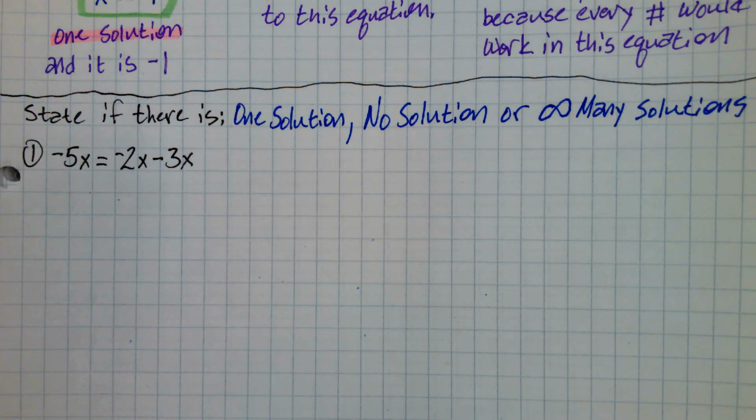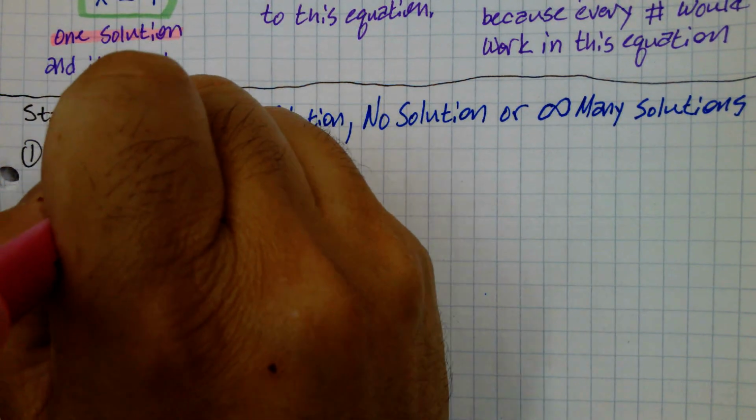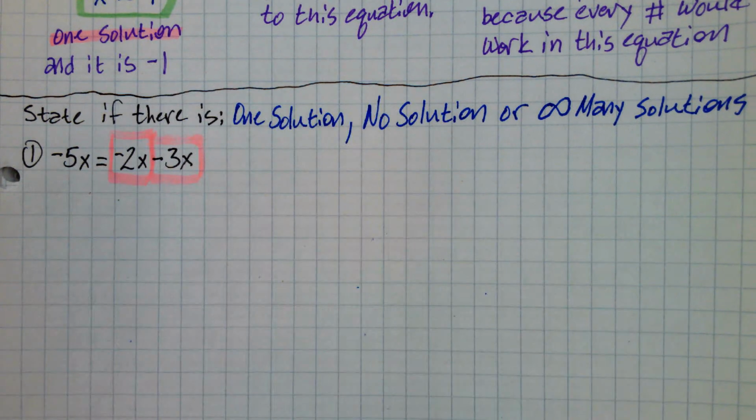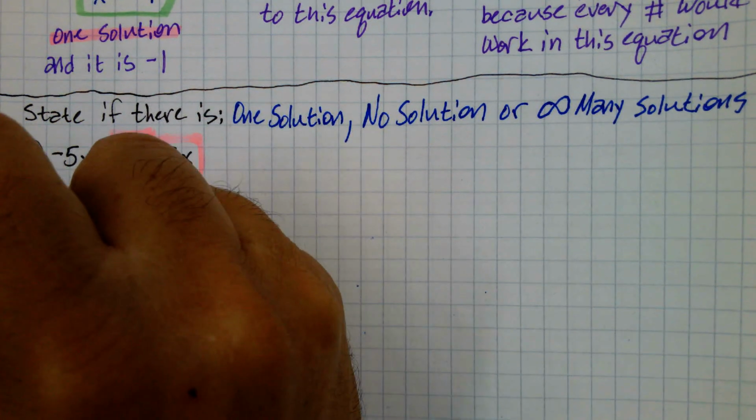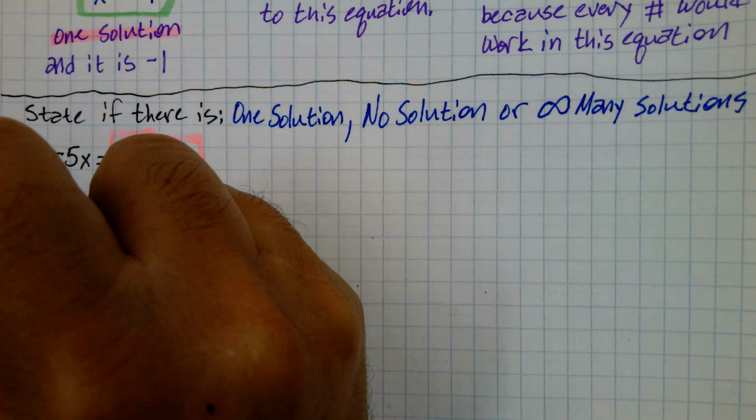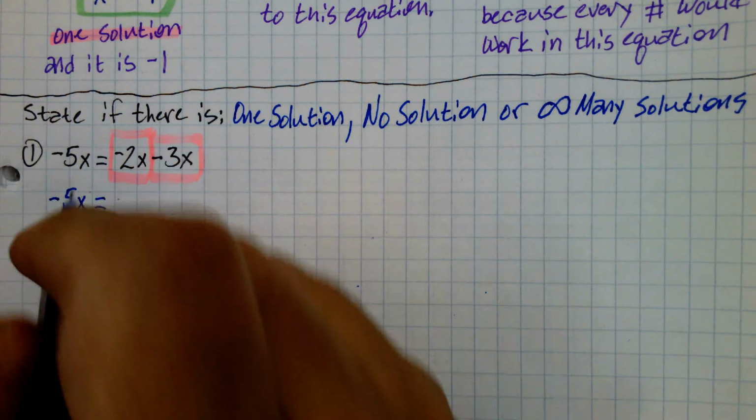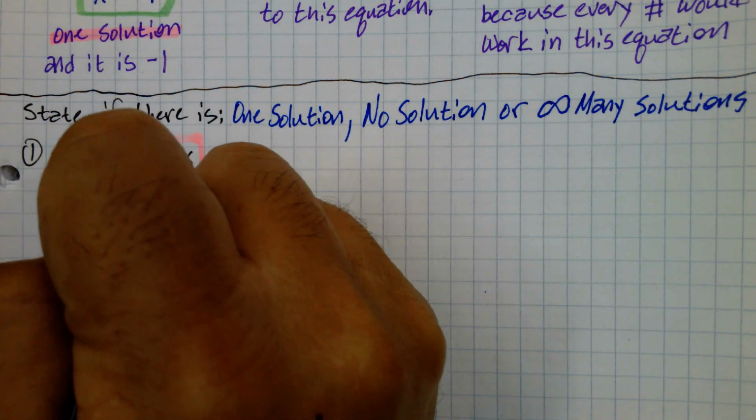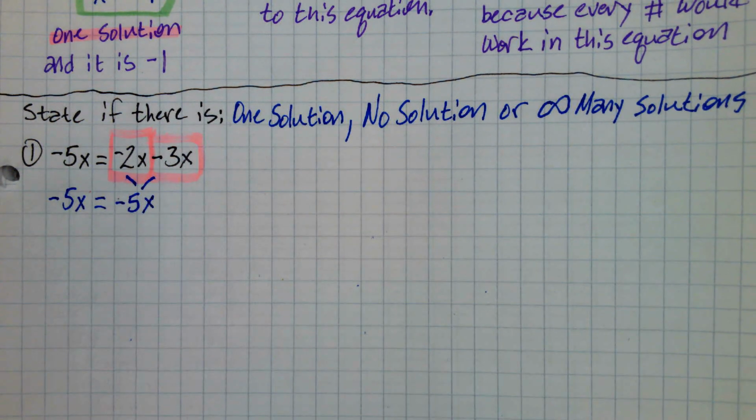All right. So can I do anything here to solve it? Yes. Yeah, that would always help. Combine the like terms. Let's combine those. What are we going to get? Okay, let me bring this down because I didn't do anything with it. These two combine to make negative 5x. Okay, so at this point I got negative 5x equals negative 5x.